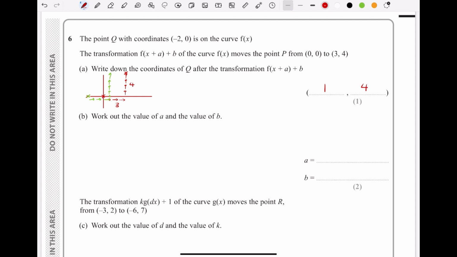Now we need to work out the value of a and b. So we know if I move the curve to the right, it's going to be subtracting 3. And then if I move the curve upwards by 4 units, it's going to be plus 4. So a is -3, b is 4.